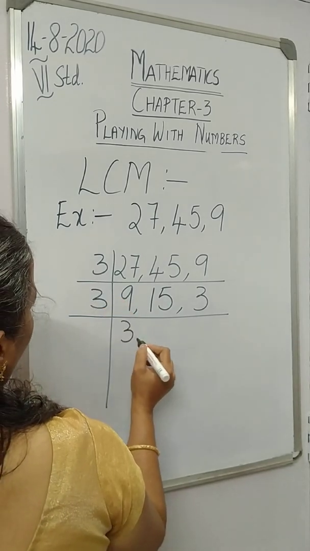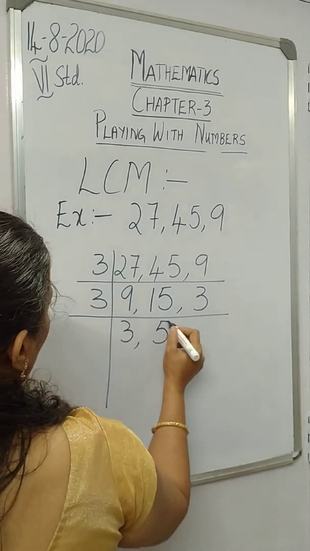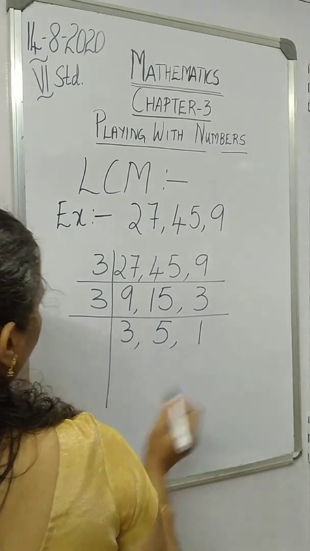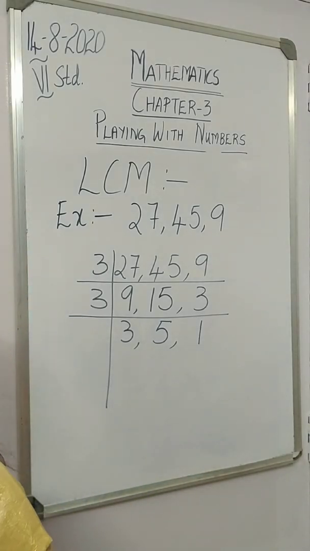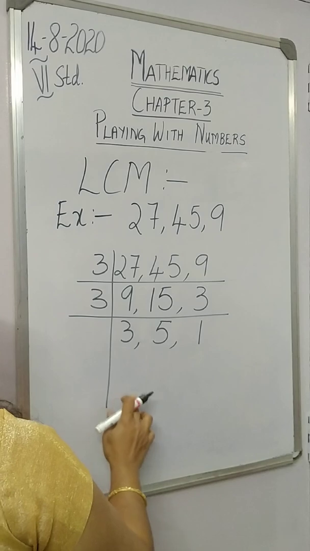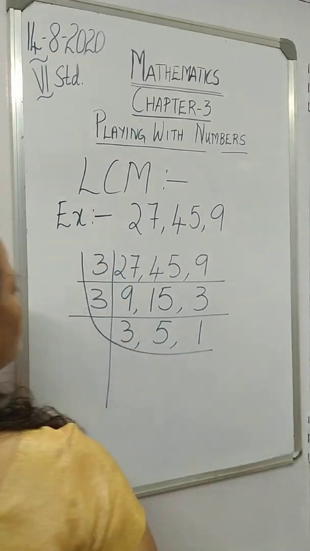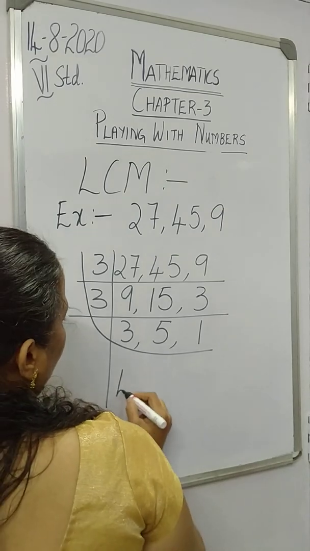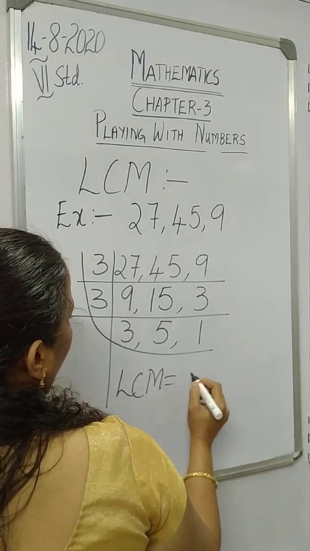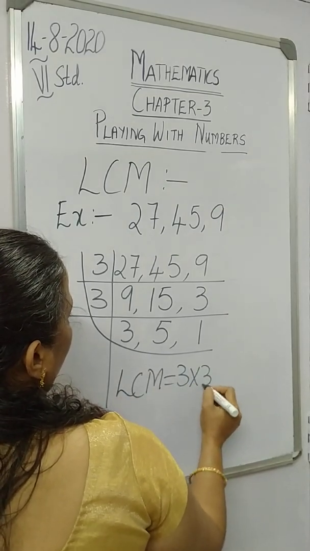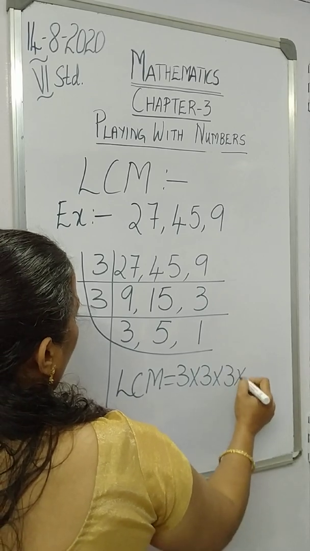3 3s are 9, 3 5s are 15 and 3 1s are 3. Now, if you want, you can continue till you get 1 everywhere, or you can just multiply all these numbers to get the LCM. I am going to stop here. Let us multiply all these numbers. 3 into 3 into 3 into 5.